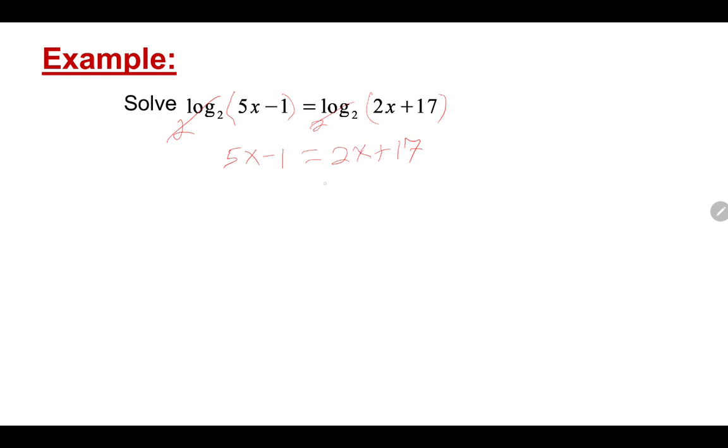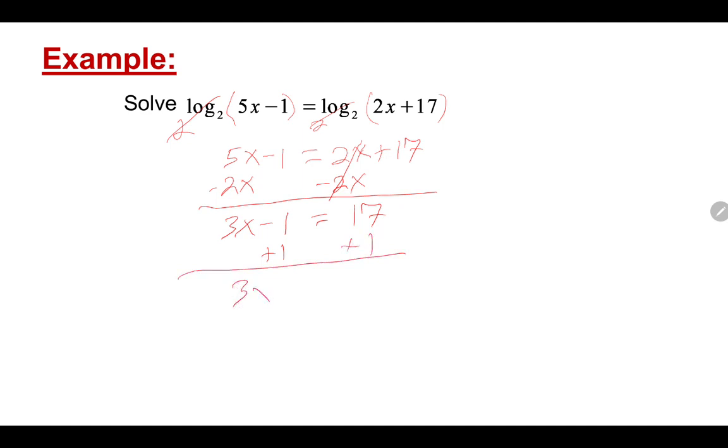And we're trying to isolate, so I'm going to subtract 2x from here, minus 2x. Now my x's are all together, that goes away, and I have 3x minus 1 is equal to 17. I'm going to add 1 and add 1. 3x is equal to 18. Divide by 3. Divide by 3. That becomes 1. So x is equal to 18 divided by 3 is 6. So x is equal to 6.